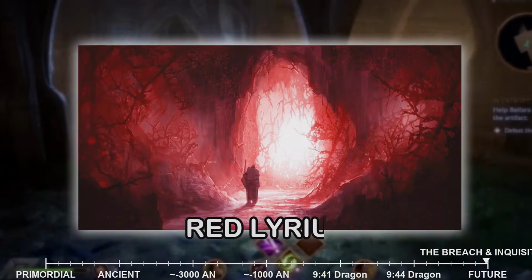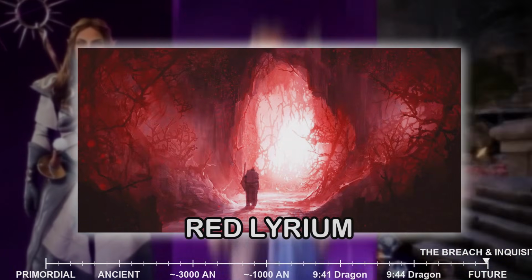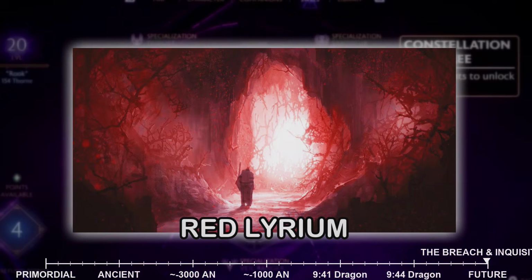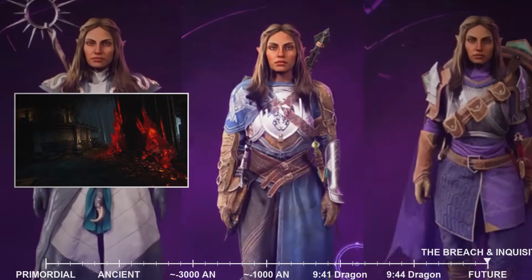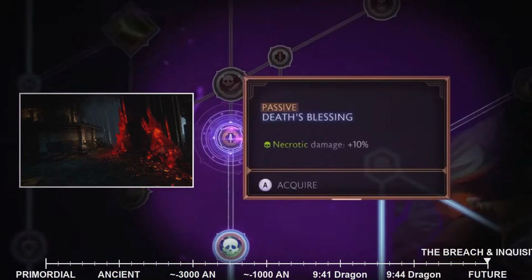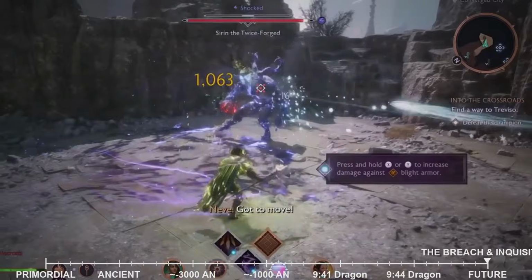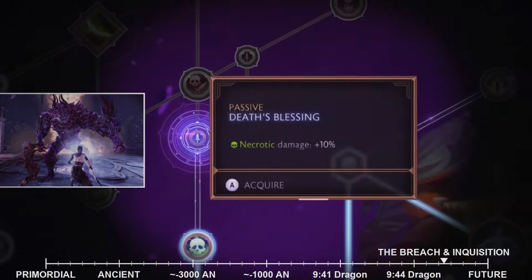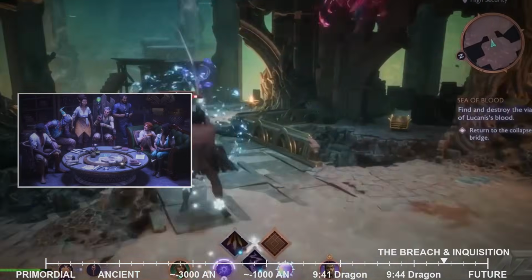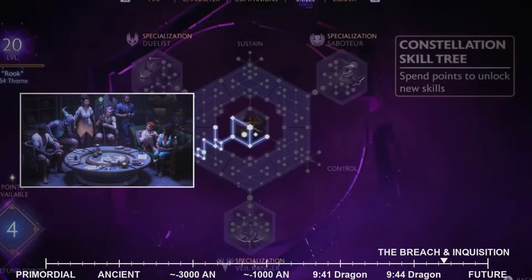Red lyrium, you may recall, is a corrupted form of the naturally occurring mineral lyrium, imbued with a blight and possessing a malevolent sentience. Its presence is always a harbinger of disaster, and a new idol, particularly one attracting fervent worship, is cause for immediate concern. Charter's investigation, however, uncovers a truth more complex than simple blight corruption. She discovers the idol is, in fact, a sophisticated fake, an elaborate ruse designed to mislead.